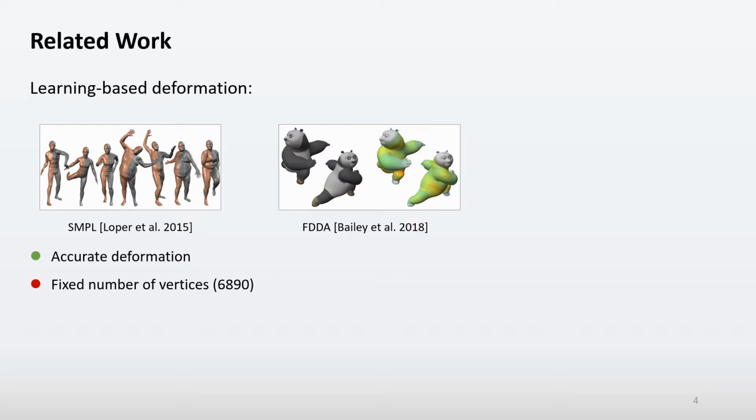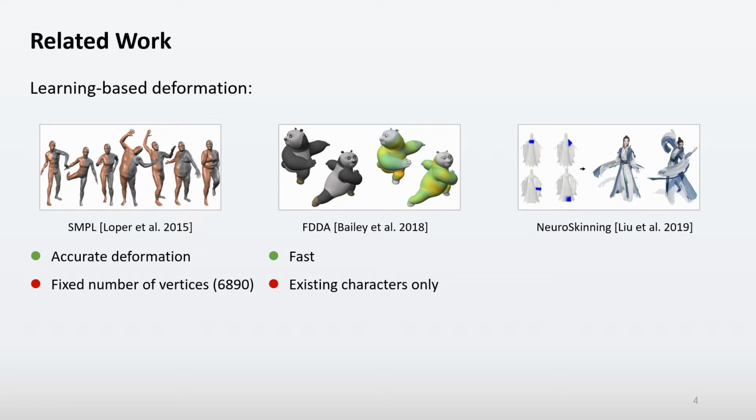In the work of FDDA, they used feed-forward networks to approximate nonlinear deformations to achieve high accuracy while enabling real-time animation. However, once the networks are trained, they could only work for one specific character, and the application to new characters is limited. Recently, NeuroSkinning addressed the model generalization problem by training a graph neural network. The trained network could predict skinning weights for production characters with varying numbers of vertices and bones.